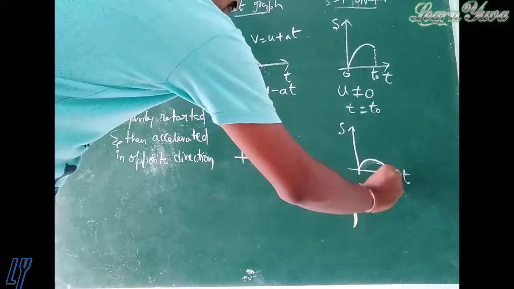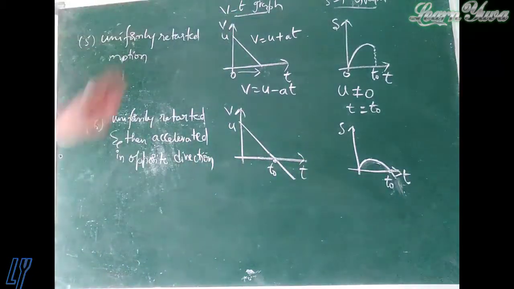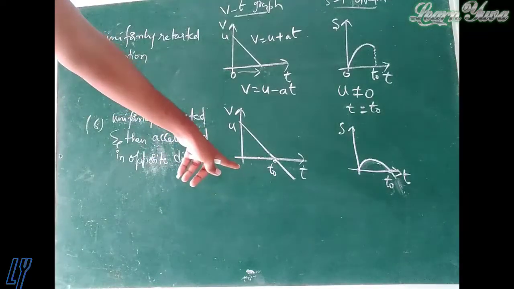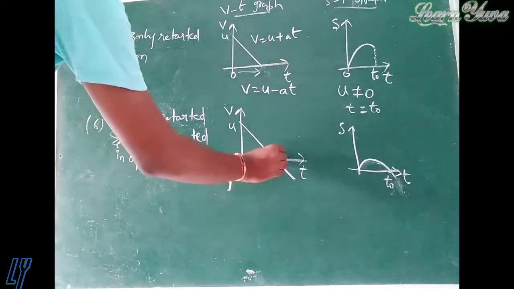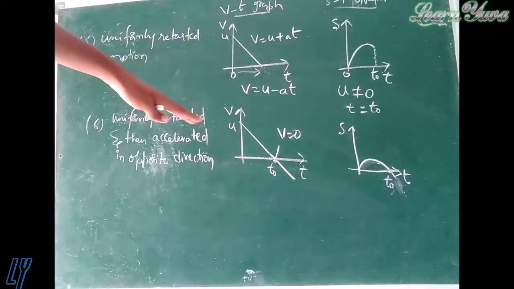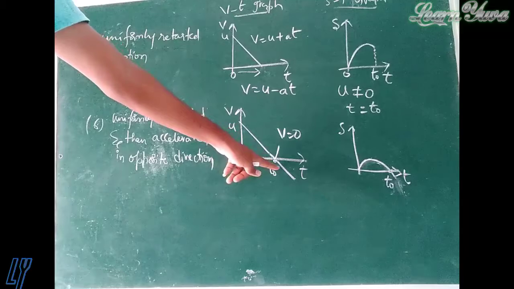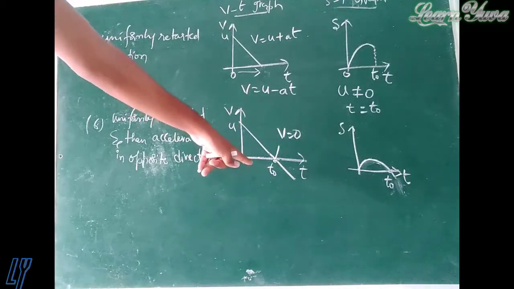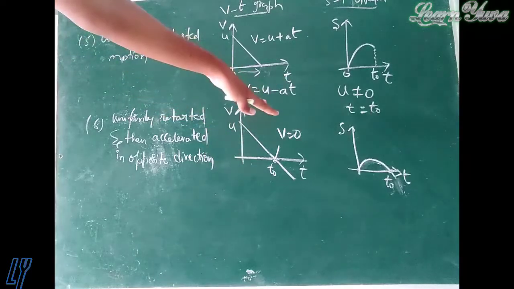This time is known as t naught. At that time, t is equal to t naught, the velocity is equal to 0. Here the velocity is 0, and then increases. At the time of t naught, the velocity is 0, and then increases.